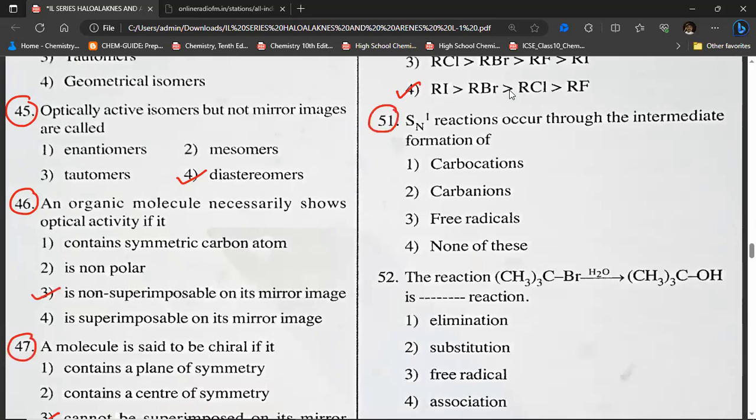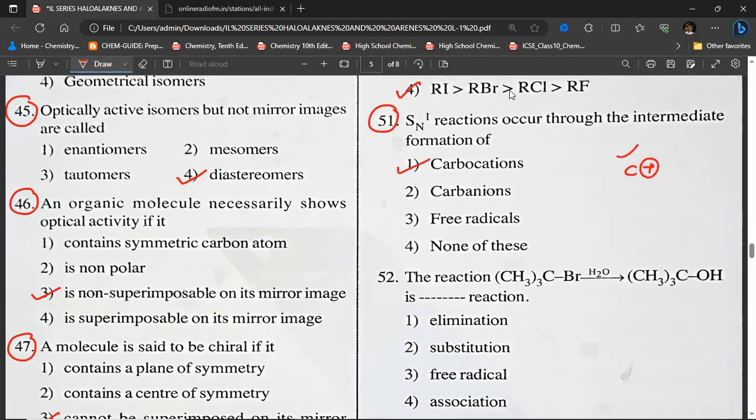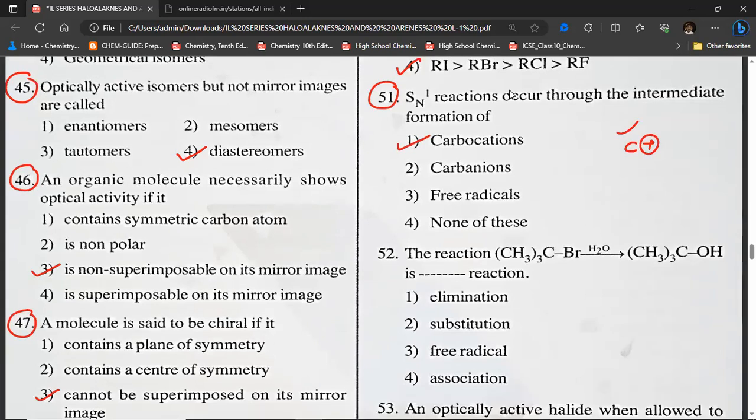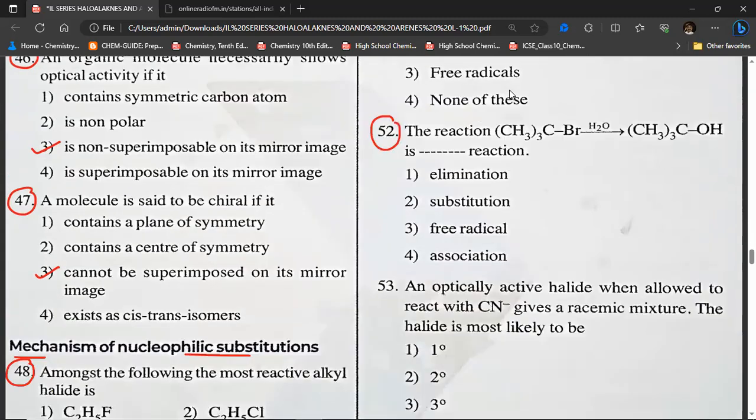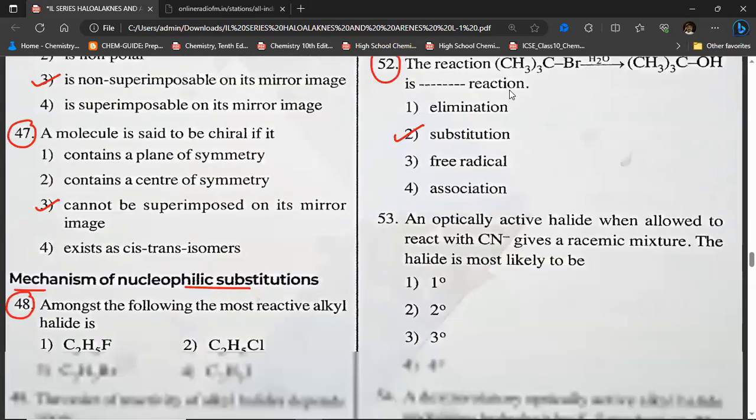Question number 51. SN1 reactions occur through the intermediate formation of carbocations. Yes, it forms carbocation intermediates. That is the right answer for this one. For question 51, the first option is the right option. 52. The reaction of (CH3)3CBr, tertiary butyl bromide, with alcohol. Obviously, it is a substitution reaction. Yes, that is the right option.